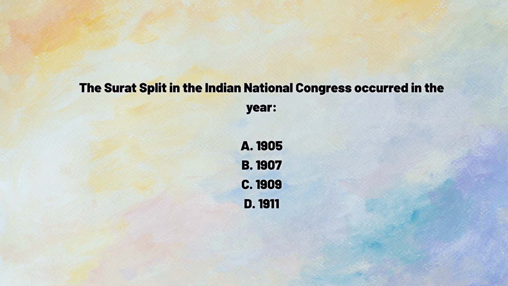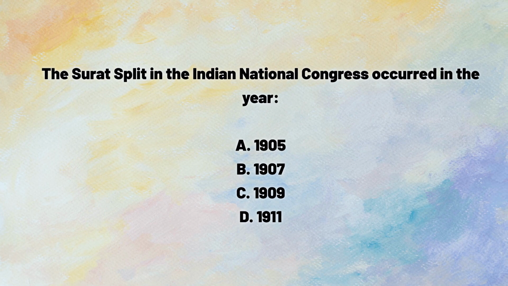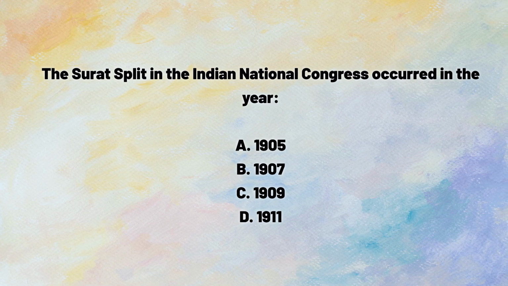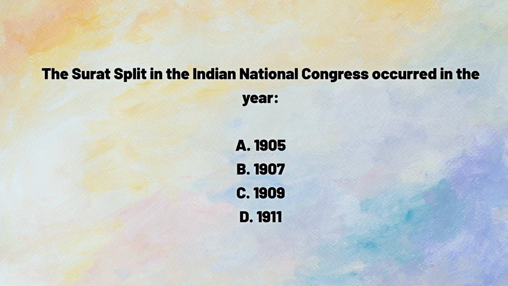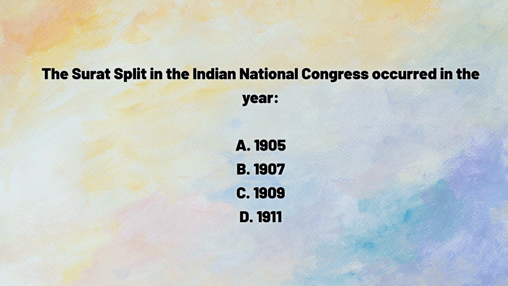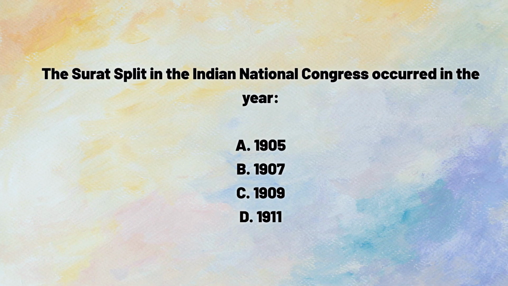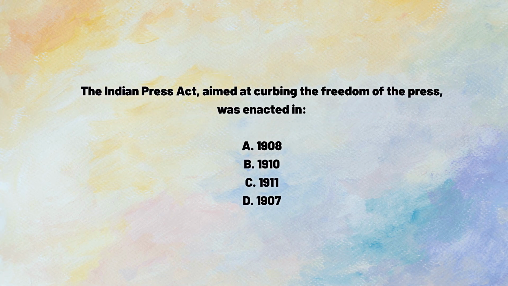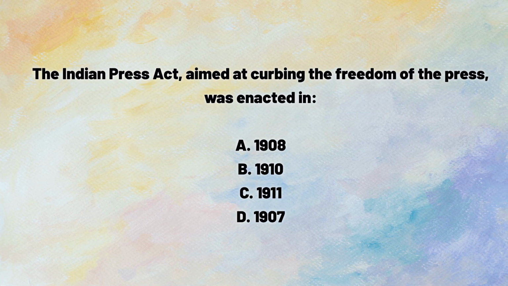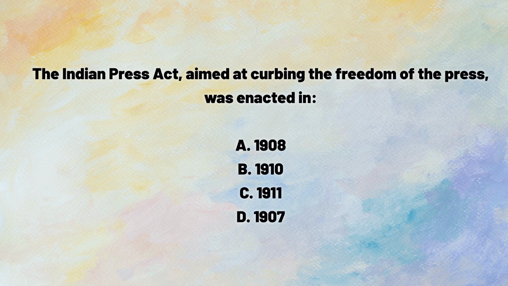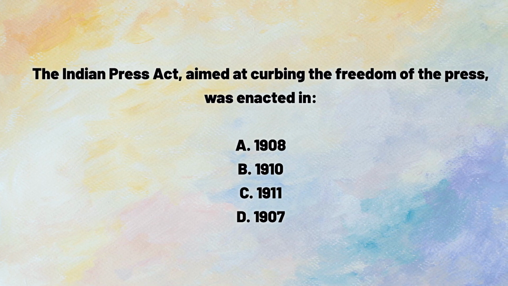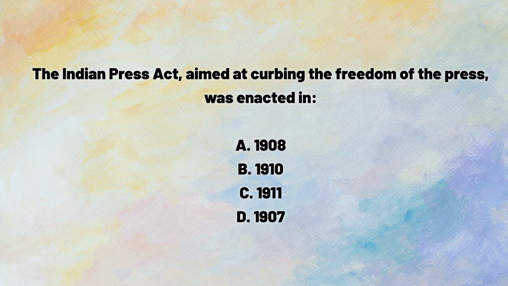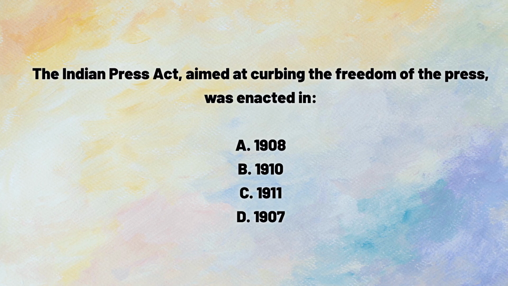Calcutta. The Surat Split in the Indian National Congress occurred in the year A. 1905, B. 1907, C. 1909, D. 1911. Answer: B. 1907. The Indian Press Act, aimed at curbing the freedom of the press, was enacted in A. 1908, B. 1910, C. 1911, D. 1907.